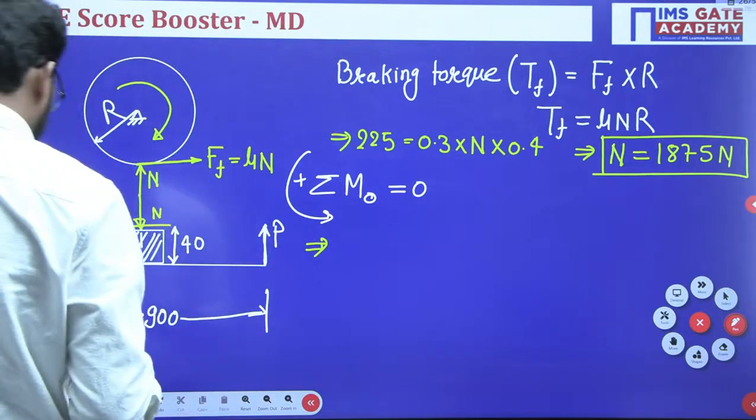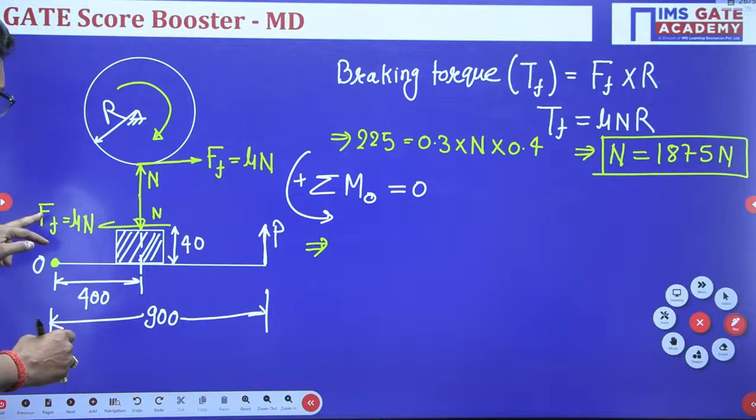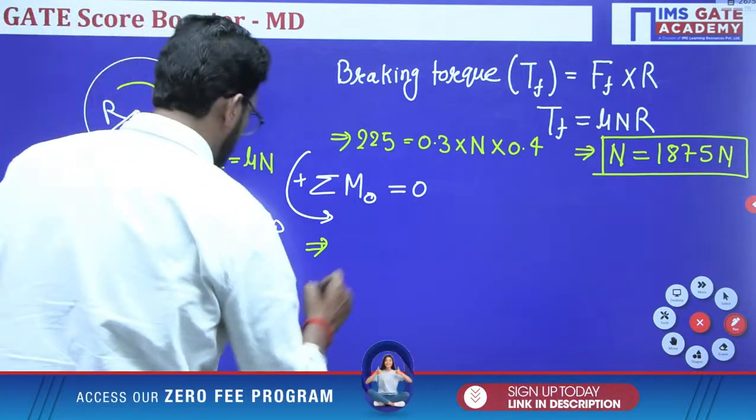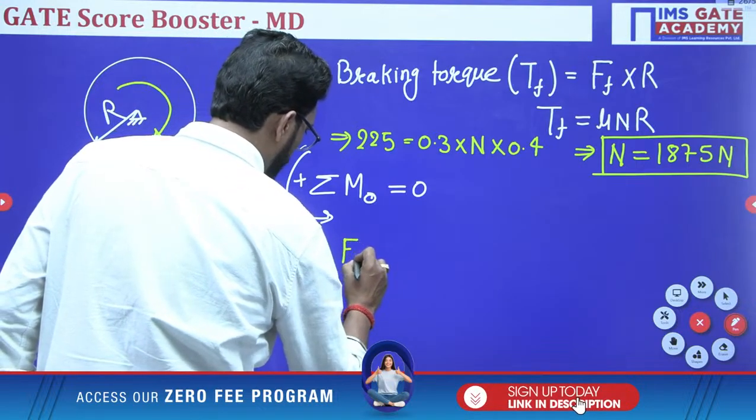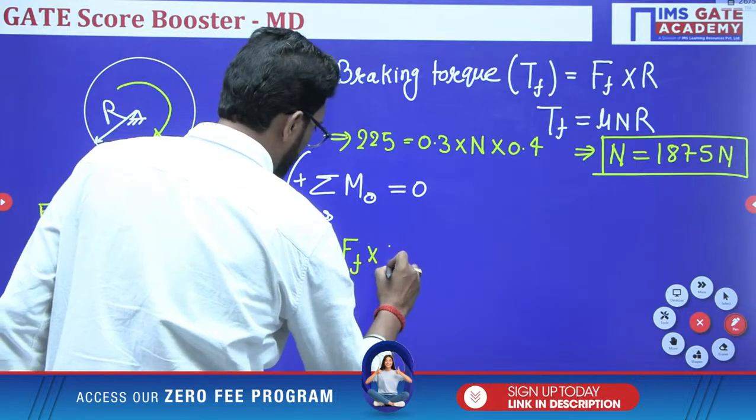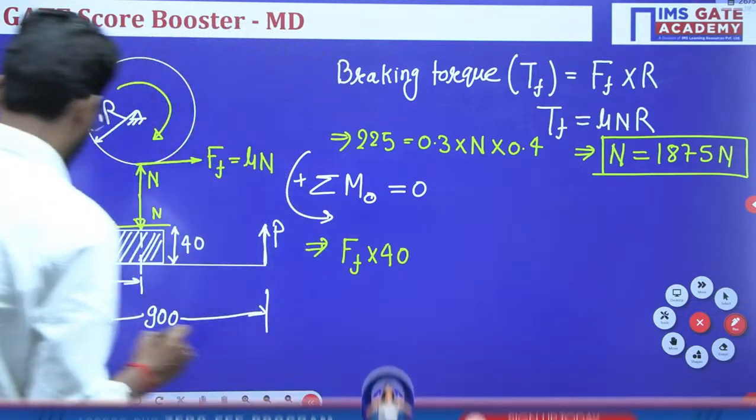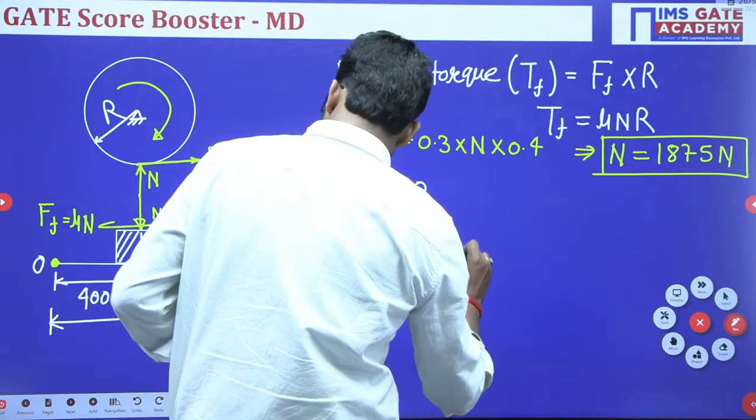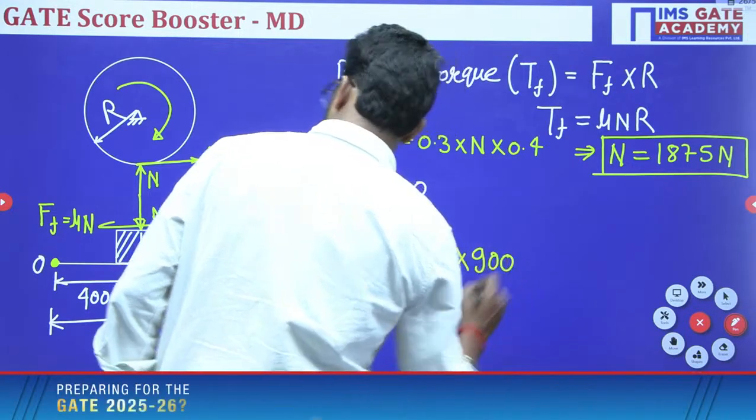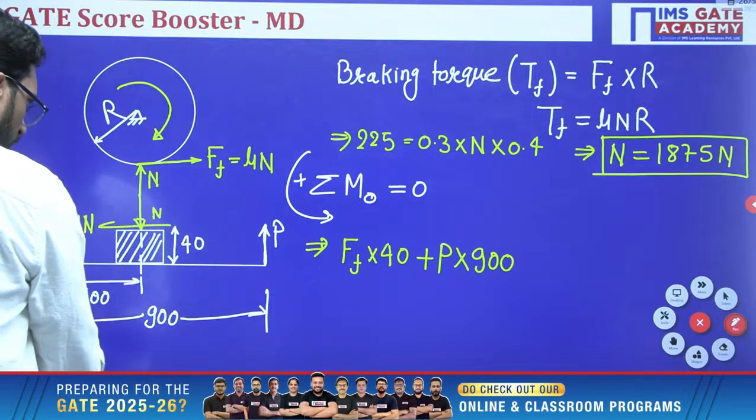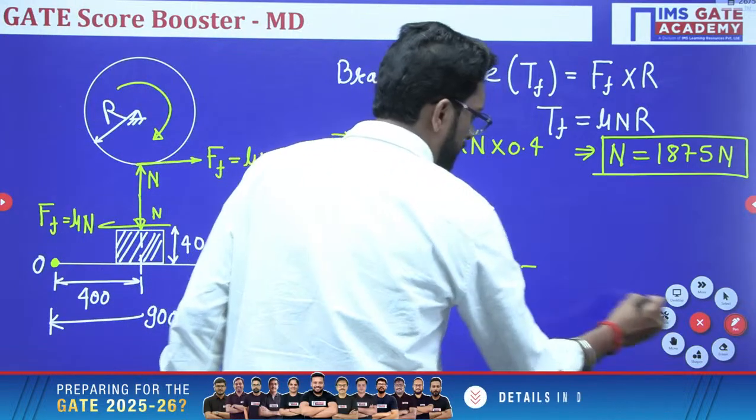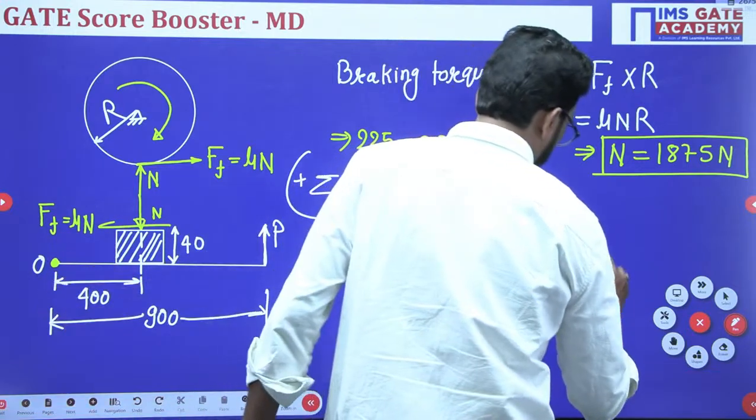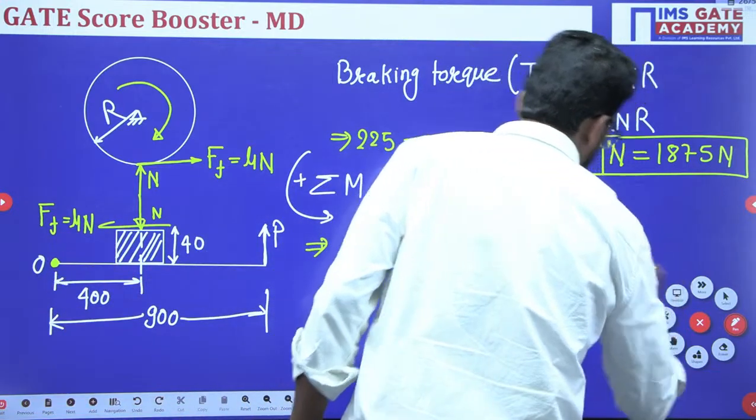So this force into this distance, this force into this distance. The frictional force into the distance 40, which is also in this direction, plus P into 900, minus N into 400 is equal to 0. This is the equation, yes or not?